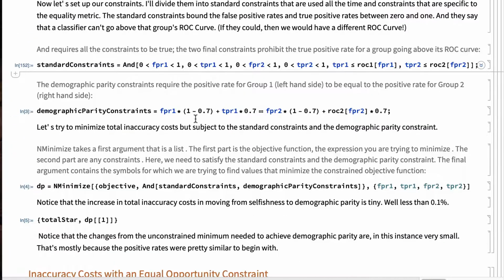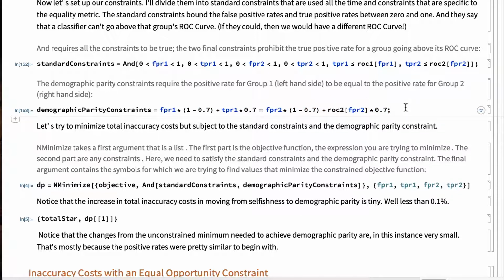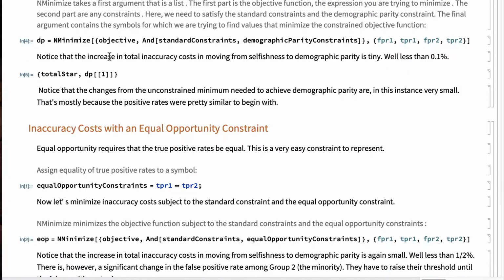Now I'll add in a special constraint. This is the demographic parity constraint. And here it is. This is the positivity rate for group 1. This is the positivity rate for group 2. We need them to be equal. Now I'm going to say, hey, Wolfram, minimize my objective function, total inaccuracy costs, subject to the standard constraints and the demographic parity constraints. And I want answers out for the values of the false positive rate for group 1, true positive rate for group 1, false positive rate for group 2, and true positive rate for group 2.